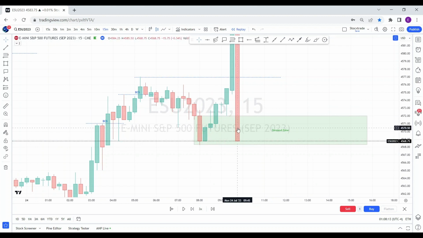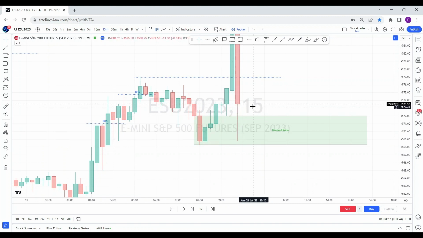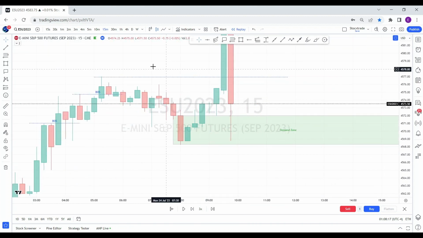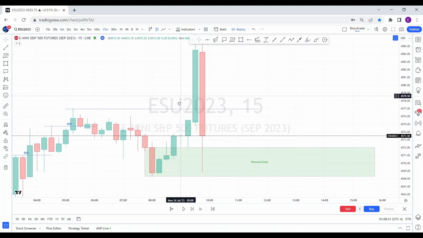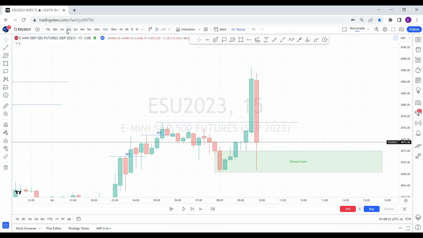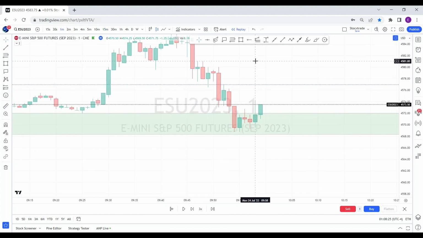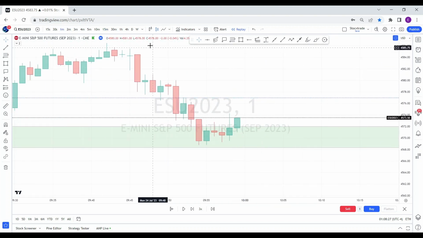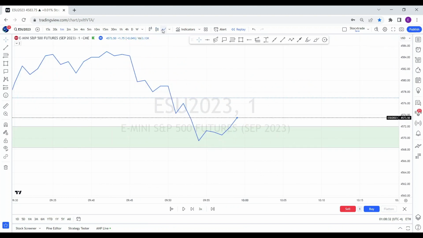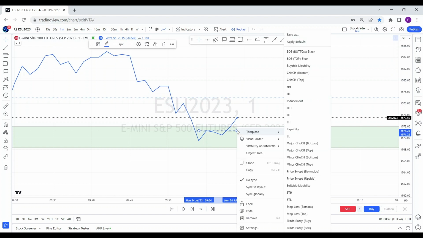Okay, so the price came inside this demand zone. This is the 15 minutes time frame. Now you need to switch the time frame to 1 minute, and you will be looking for the change of character. For the change of character, you can see this swing, or even in the line chart, that the price is breaking this high. So this is your change of character.